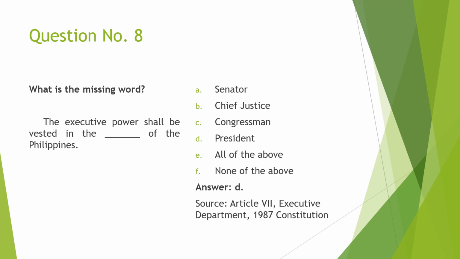Question number 8. What is the missing word? The executive power shall be vested in the blank of the Philippines. The choices are letter A, Senator, letter B, Chief Justice, letter C, Congressman, letter D, President, letter E, all of the above, or letter F, none of the above. The answer is letter D, President. The source is Article 7, Executive Department of our 1987 Constitution.